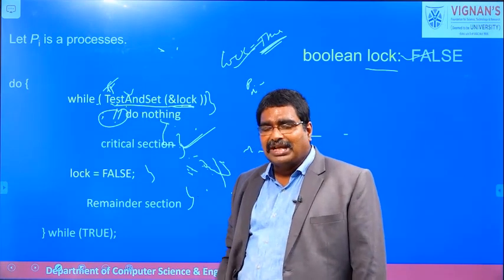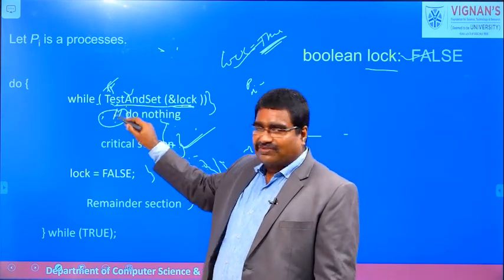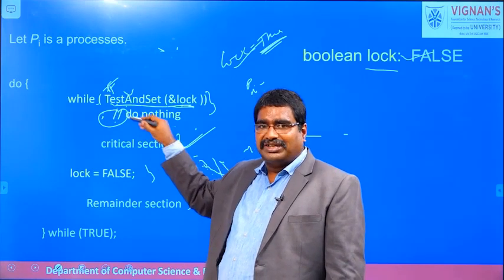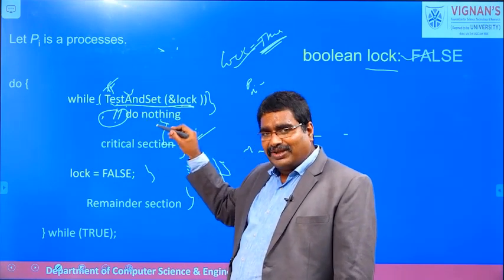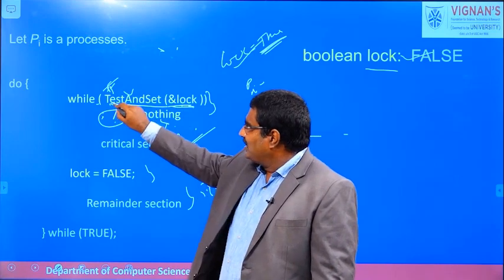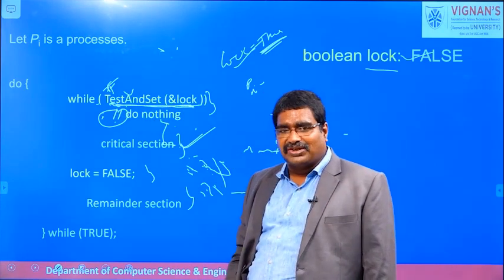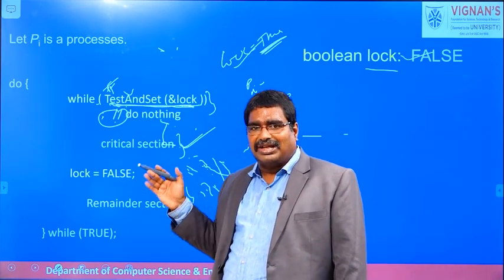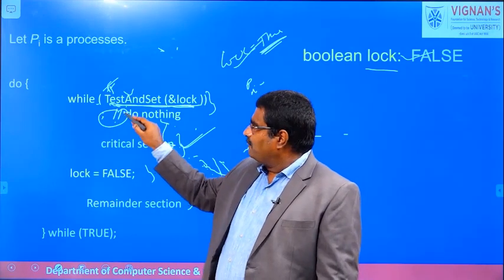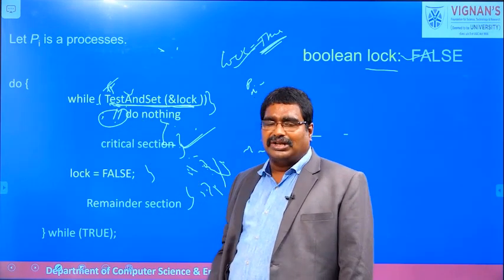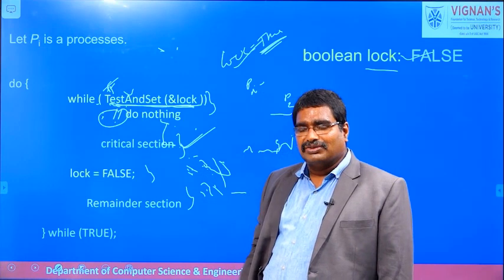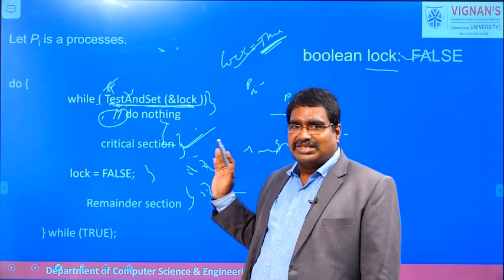So automatically the P2 process is in this while loop only, that is, it is in busy waiting. It is continuously verifying the value of the test and set function. It continuously returns true only. For that reason P2 is not allowed to enter into its critical section. So automatically it satisfies the mutual exclusion.